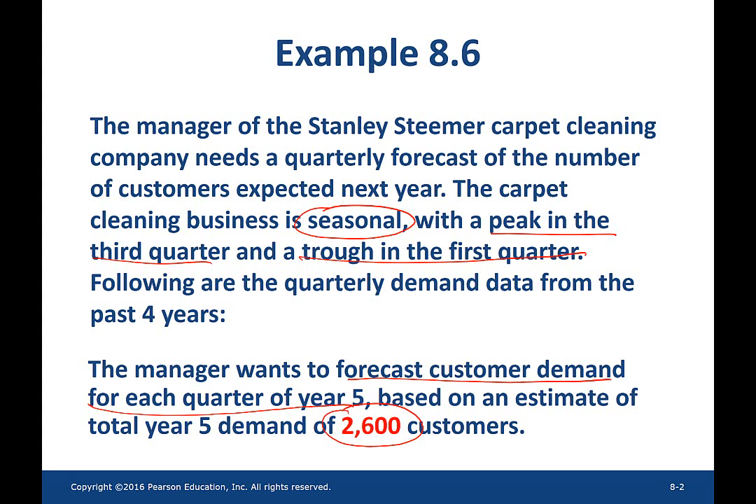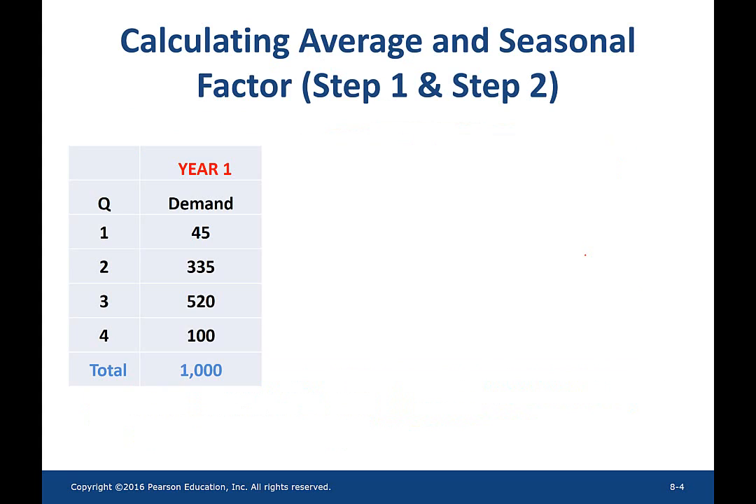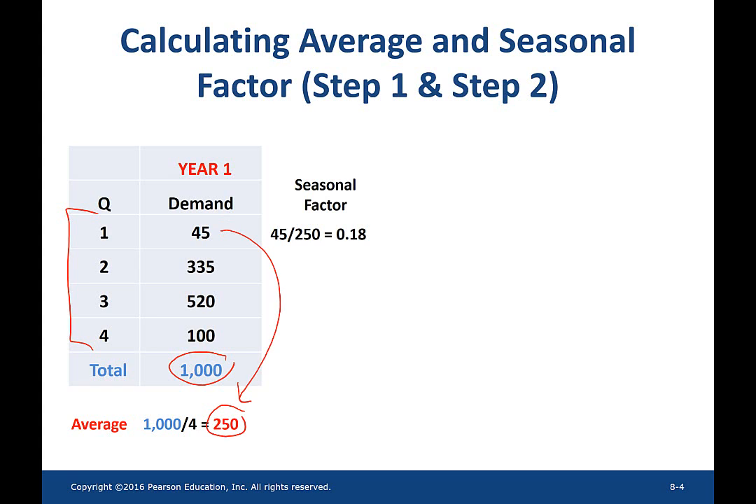for forecasted values. The first step in the seasonal method is to figure out the average quarterly demand. So we know for the first year the total demand is 1000 and we have 4 quarters. Based on that, you can calculate an average quarterly demand, which is 250, and with that 250 compare actual quarterly demand 45 with this 250 and calculate the seasonal factor. So seasonal factor is 0.18 for the first quarter. What this 0.18 means is that the actual demand is 18% of the average quarterly demand.